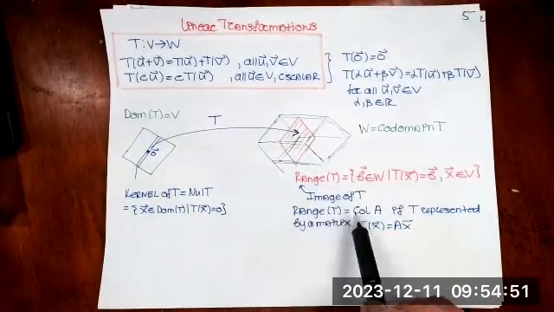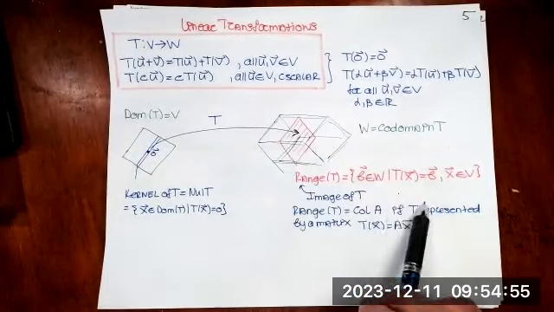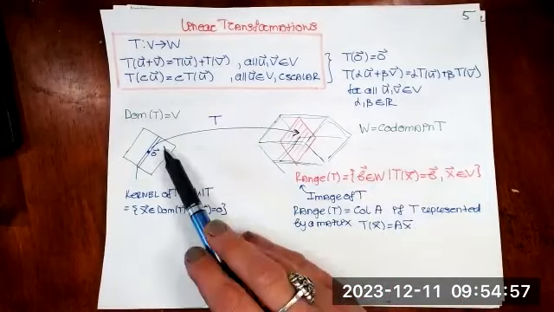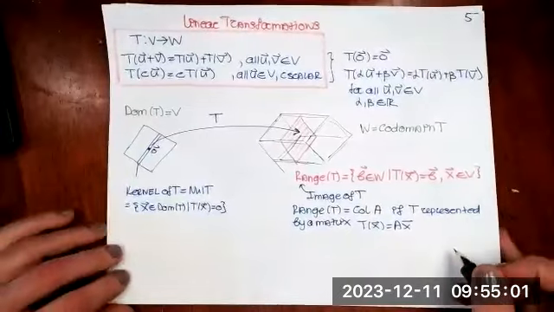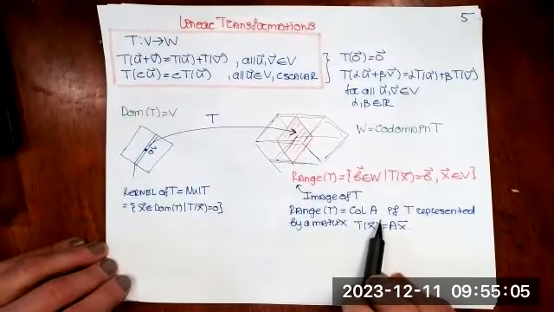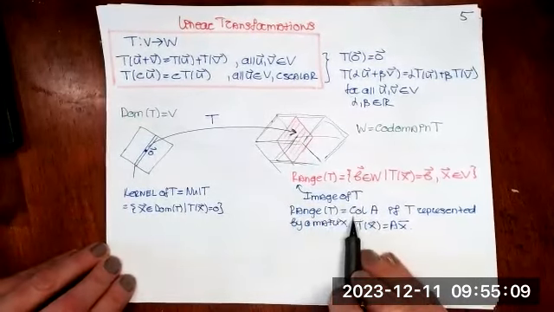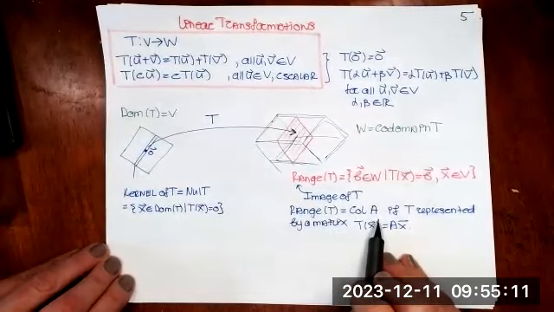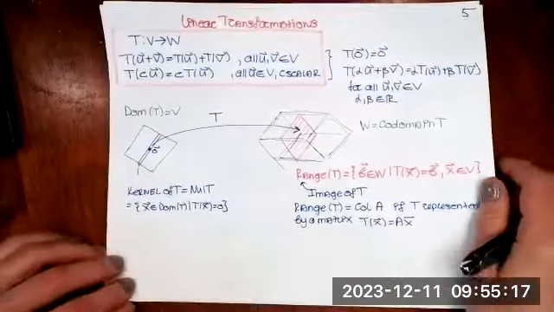All right, but the range is basically all of the b in W such that T of x equals b for all x in V. Right? So those are kind of important. And then the range also, if I'm dealing with matrices representing linear transformations, then my range is the same as the column space of A, right? So T is represented by the matrix.